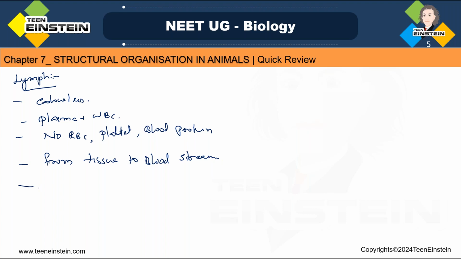This lymph is present in the intestine, in the lymph capillaries which are present in the intestinal villi, and that is called lacteals, and these lacteals are associated with the absorption of digestive food. In digestive food absorption, this has a major role. Okay, so these are the 5-6 questions which repeatedly came for the NEET exam from the lymph portion.